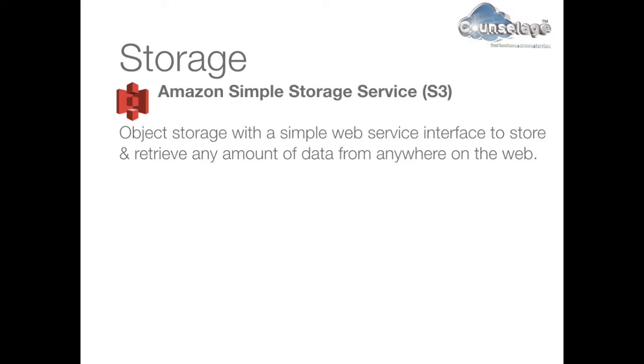Storage is another infrastructure service that AWS offers. It has four components: S3, Glacier, EFS, and Storage Gateway. First, let's see the most used storage service of Amazon. That's the Simple Storage Service, popularly known as S3.